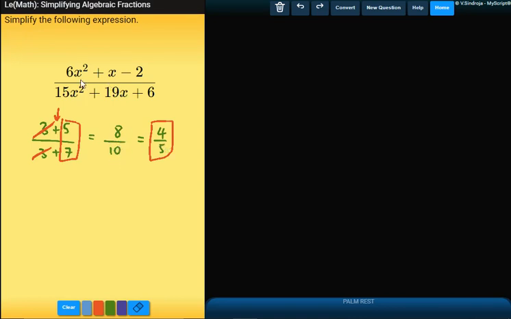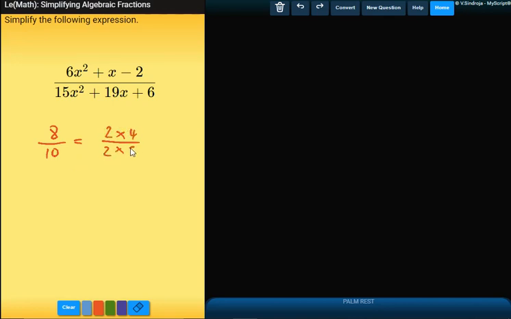So when you see pluses and takeaways on the top or the bottom of the fraction, you're not allowed to simply cross these two off. The only time you're allowed to cross things off from the top and the bottom is if it's multiplication in the middle. So for example here, 8 is 2 times 4 and 10 is 2 times 5, and then these 2's can cancel each other out and you're left with 4/5. That's allowed because there's a times sign between them.